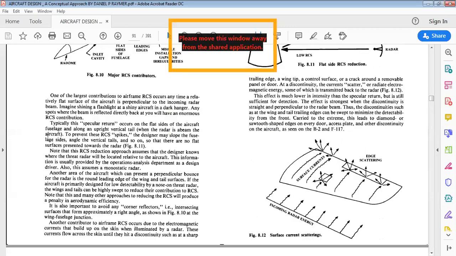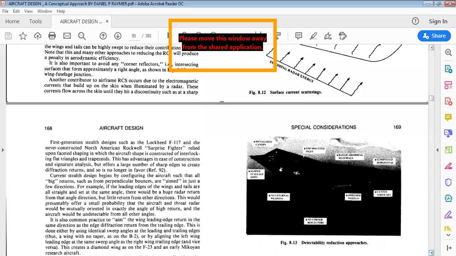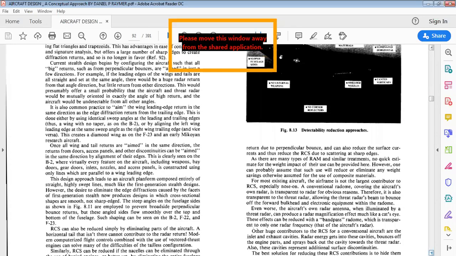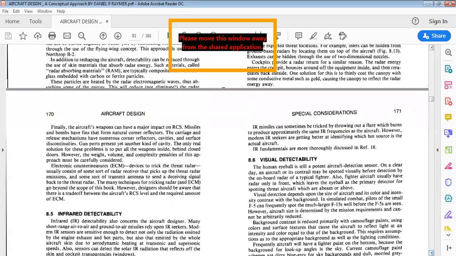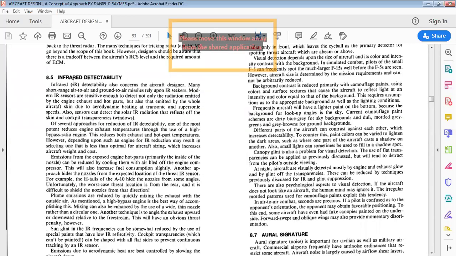And the next part, when you look here, we have detectability reduction approaches, and after RCS we have infrared detectability. IR detectability also concerns the aircraft designer. Many short range air to air and ground to air missiles rely upon IR seekers. Please make a note of it.